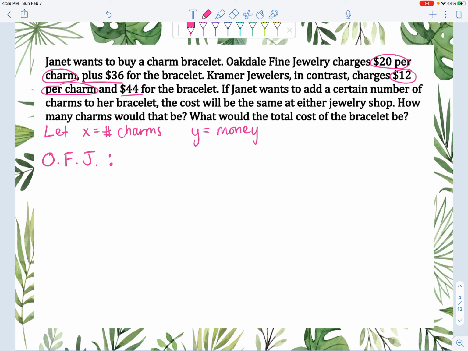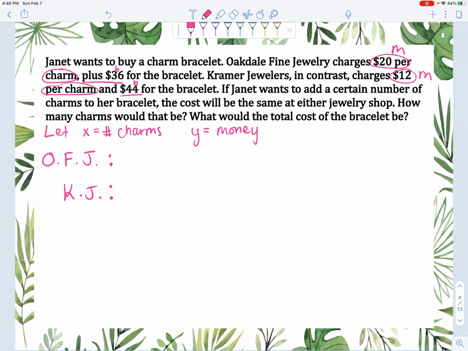That jeweler is going to have its own linear equation. We also have Kramer Jewelers. That jewelry store is going to have its own linear equation. And again, going back to this problem, this rate of 20 per charm, that's my slope. And this rate of 12 per charm, that's the slope for the other jeweler. So this flat rate of 36, and this flat fee of 44, those are the b values. Those are the y-intercepts.